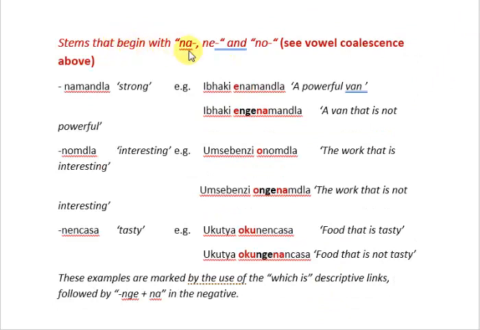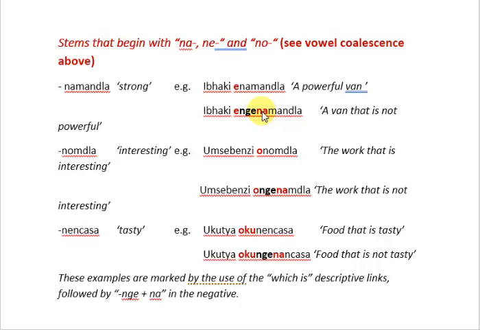And then finally we have the stems that begin with na, ne and no, which we dealt with under vowel coalescence or merging above, such as namandla, nomdla and nencasa. So we have ibaki namandla, a powerful bakkie or van. Ibaki nge. Again we are back to normal adjectives, so therefore nge applies, not nga. Nge namandla, a van that is not powerful.